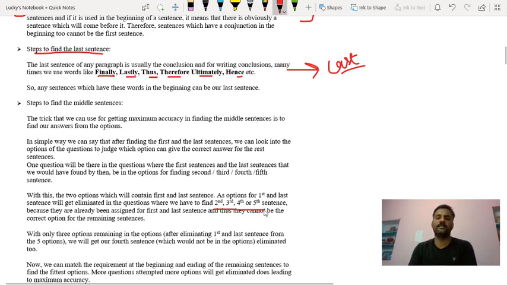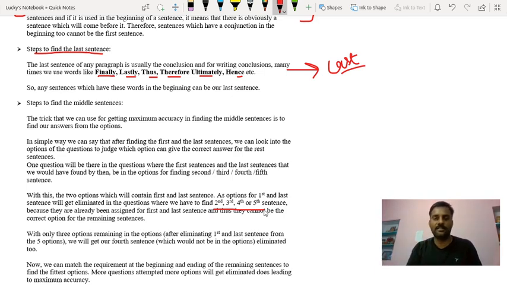What is important for us is that we have found the first, and we have also found the last. For example, if I'm making a question which has 6 sentences, and the first and the last are known to us, how many are remaining? There are 4 sentences remaining, and we also know that a question of that sort will have 5 options. Out of these 5 options, we will be asked which of the sentences is the third, fourth, first, second.